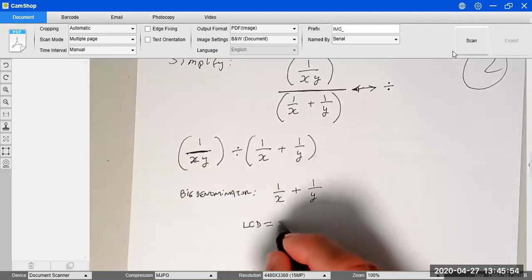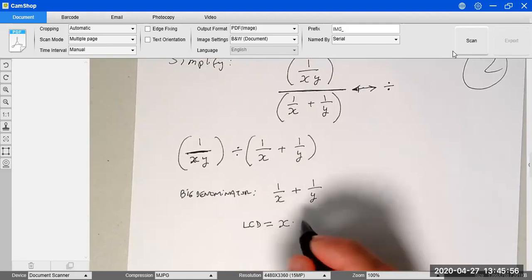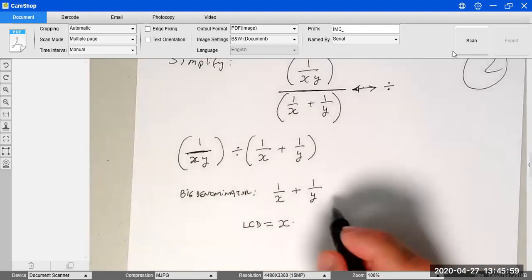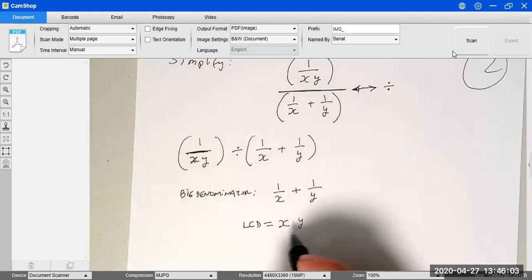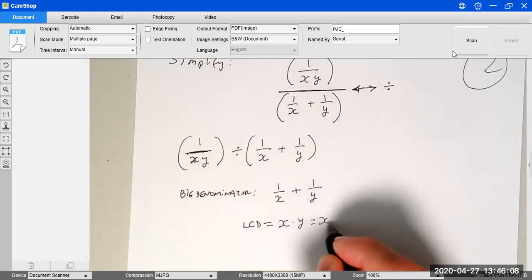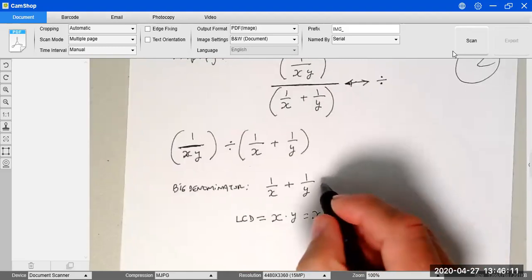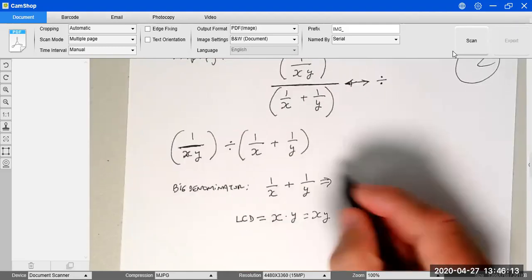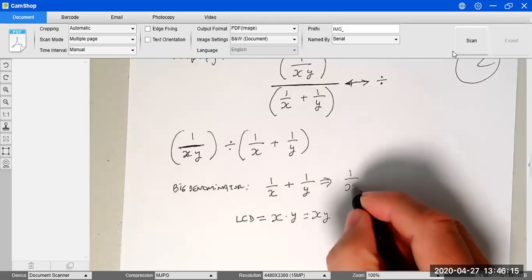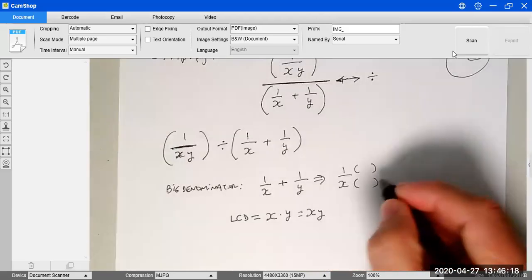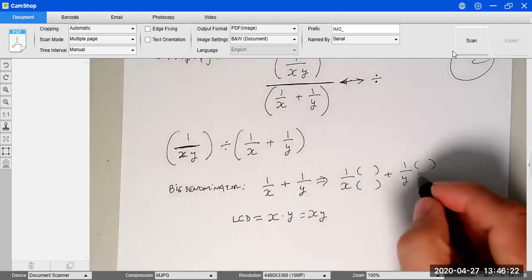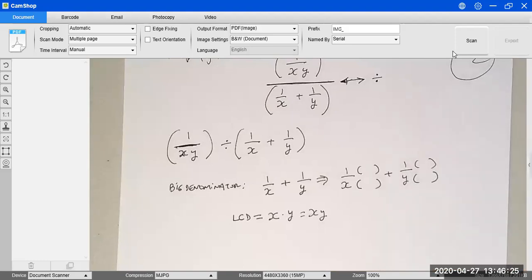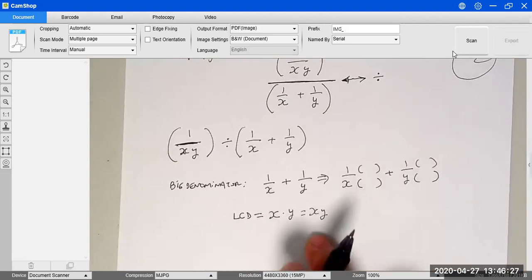I'm going to write the first denominator. I'm going to multiply that by any other factor from subsequent denominators. I only have y, which is different than x. So my least common denominator is going to be x times y. So I need to rewrite these rational expressions in a way that they are going to have the same denominator, which is xy, the least common denominator.